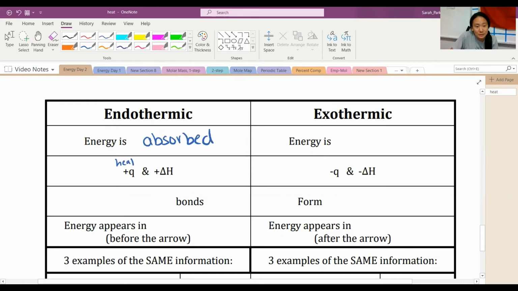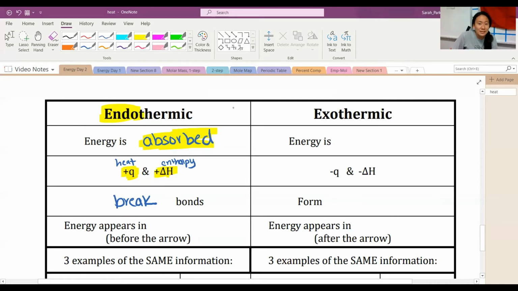Q is heat and H is enthalpy. Anytime something is endothermic, we denote it with a positive value. So endothermic is definitely absorbed. You see a positive number. So Q is heat, H is enthalpy. Anytime you're trying to break bonds, you need to absorb energy. You need to muster up all that energy to break bonds so that you can form new ones. So breaking bonds does require you to gain and absorb a lot of energy.